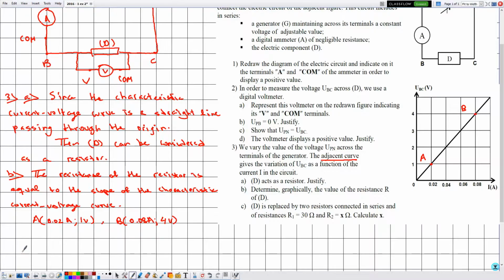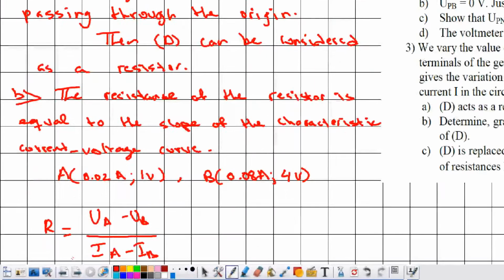Now we are ready to calculate the slope, which is the resistance, and it's given by R is equal to the voltage of the point A minus the voltage of the point B over the current of the point A minus the current of the point B. Here it doesn't matter in which point we start, but the important thing, if we started with A, then in the denominator we must start with A. If we have started with B in the numerator, then we should start with B in the denominator.